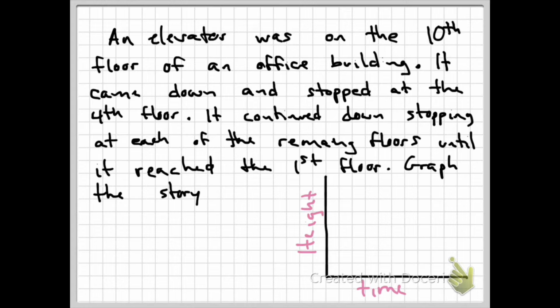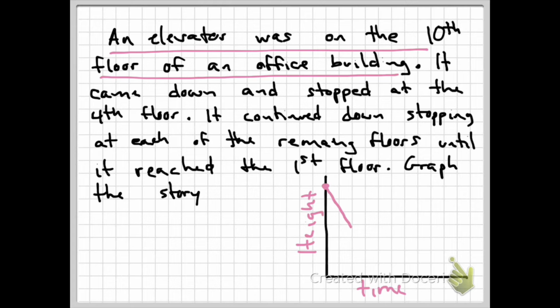So it says an elevator was on the 10th floor of the office building. That's our first sentence. So it doesn't have to be completely accurate, but we know that it's going to be up here somewhere. If you want to write a 10 there, you can. It came down and stopped at the 4th floor. So over time, right, it's continuing to move in a downward direction, stopping at the 4th floor, which really would be more or less halfway, all right? This is where you got to be careful.